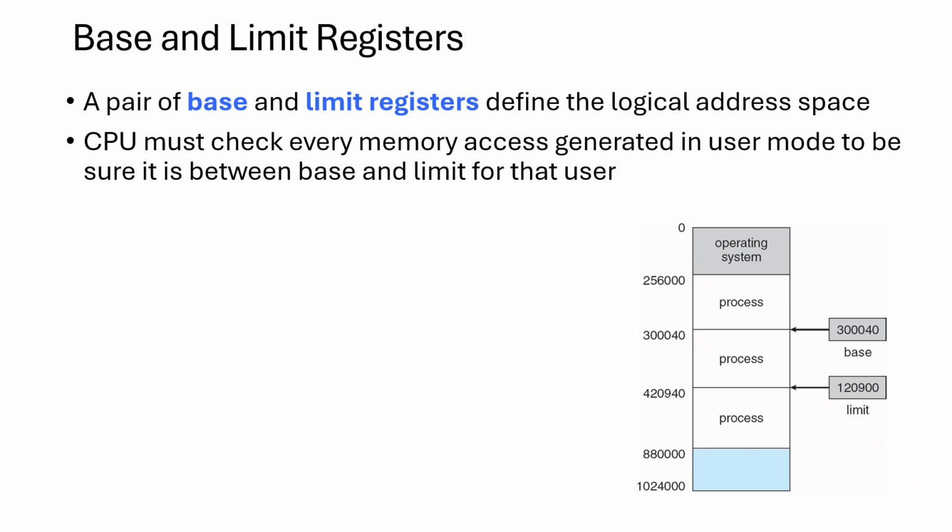Then, base and limit registers. The pair of registers called base and limit registers define a logical address space. The CPU must check every memory access generated in user mode to be sure it is between the base and limit for that user. For example, here this is the limit, and here this is the base address. So the address of a program may be between this base and limit. If it exceeds the limit, then an address error will occur. This will be given by the operating system.